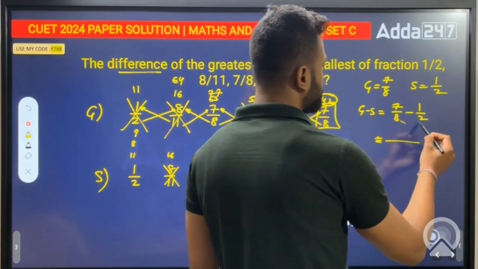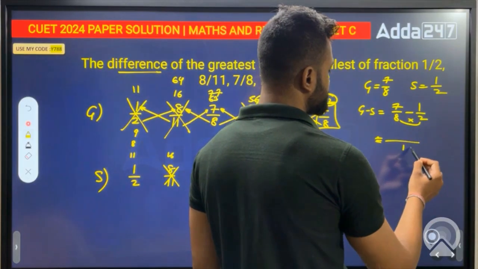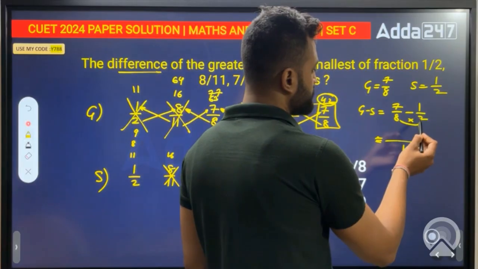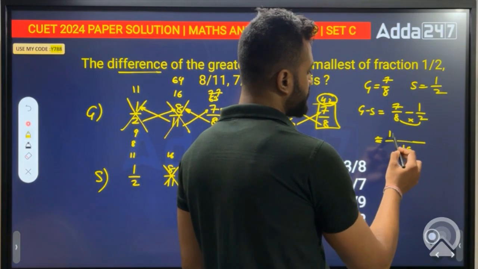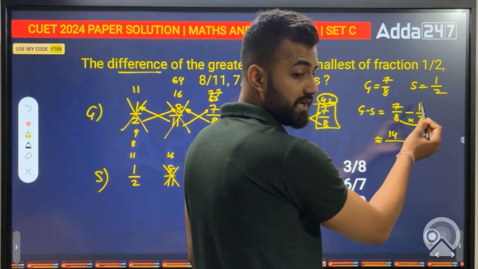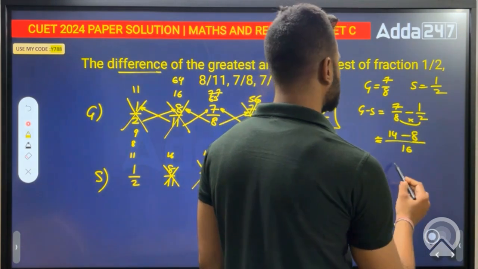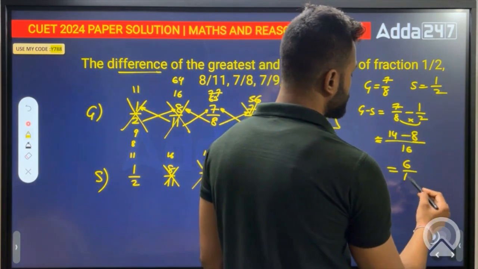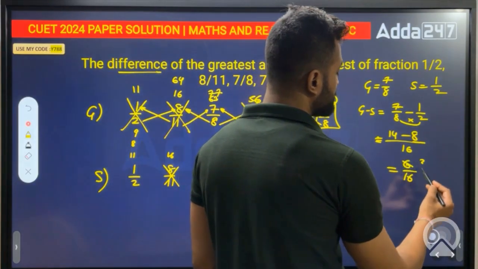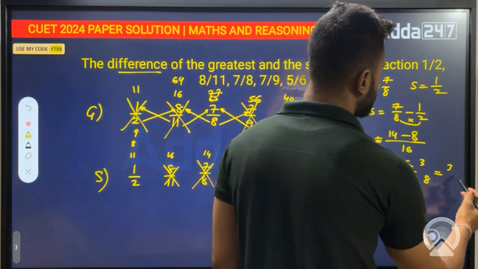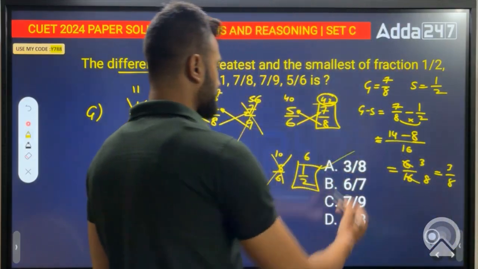First, multiply these numbers. 8 2s are 16. Write 16 out here. Next, cross them. 7 2s are 14. Write 14 out here. Cross. 8 1s are 8, write 8 and then subtract. That's it, your answer: 6 by 16, you cancel. How much are you getting, sir? 2 3s are 6, 2 8s are 16. So your answer is 3 by 8, which is your option number A. Finish.